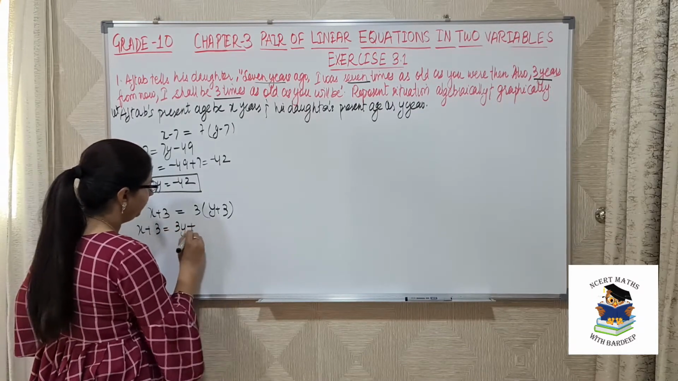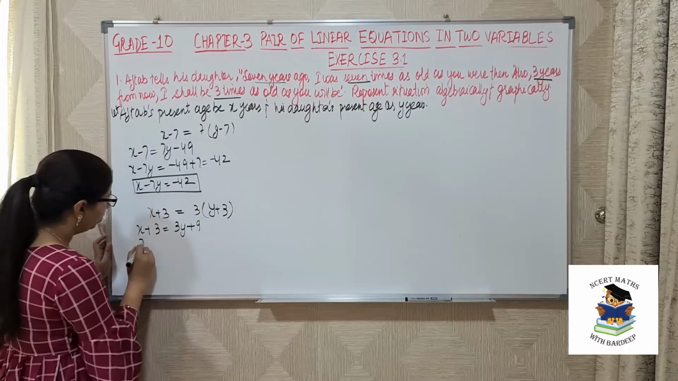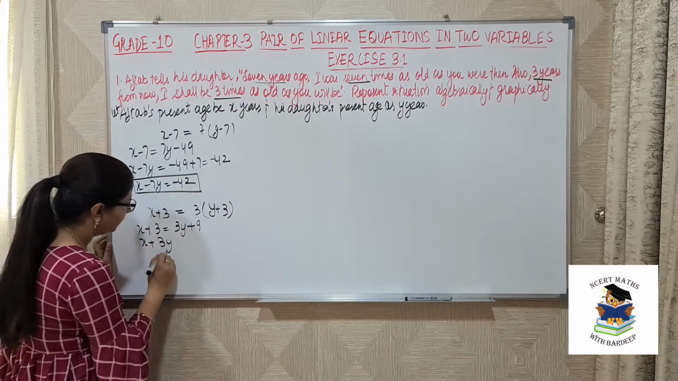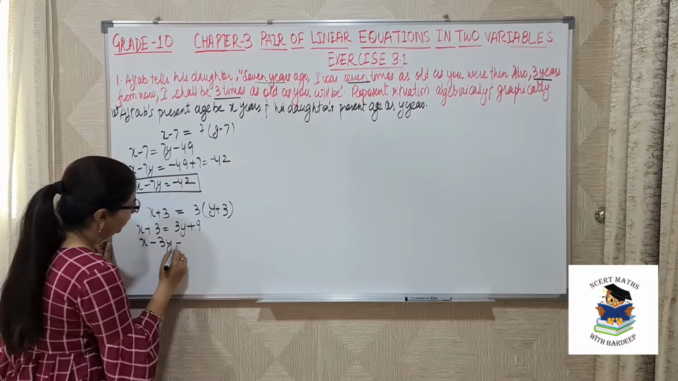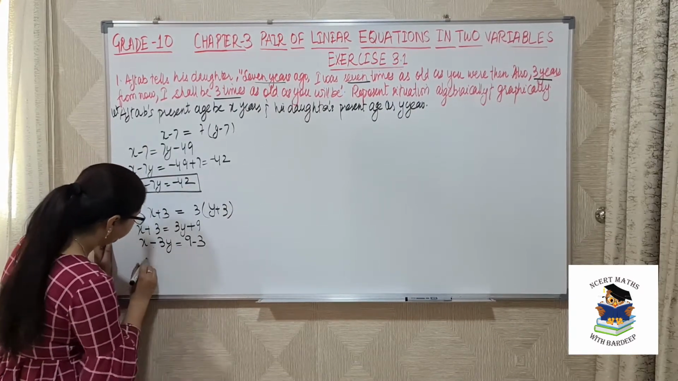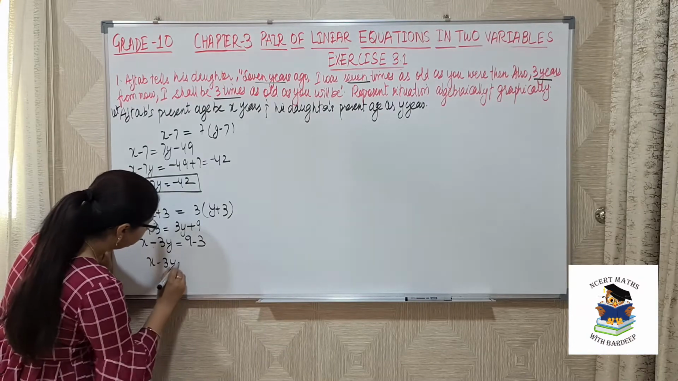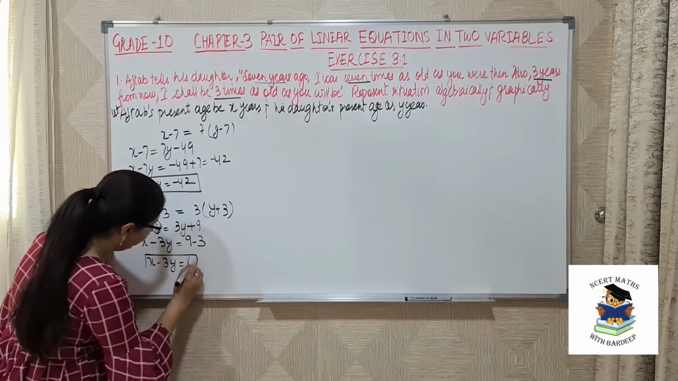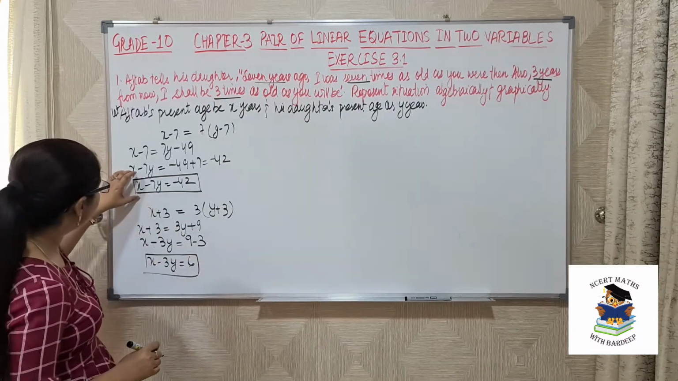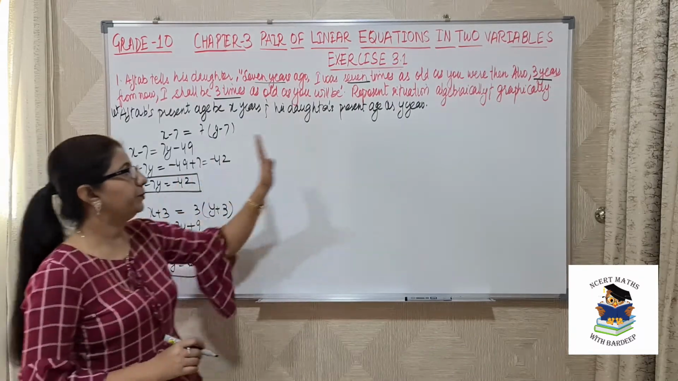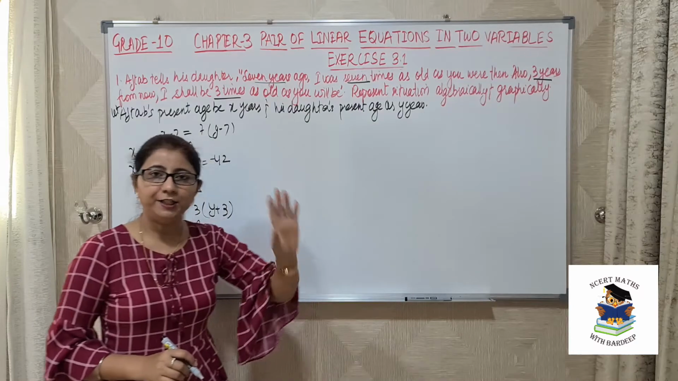So this is 3y plus 9. Take variables on one side and numbers on the other side. So this plus y will be minus 3y and this is 9 minus 3. So x minus 3y equals to 6 is my second equation. So this is the solution of representing your situation algebraically.